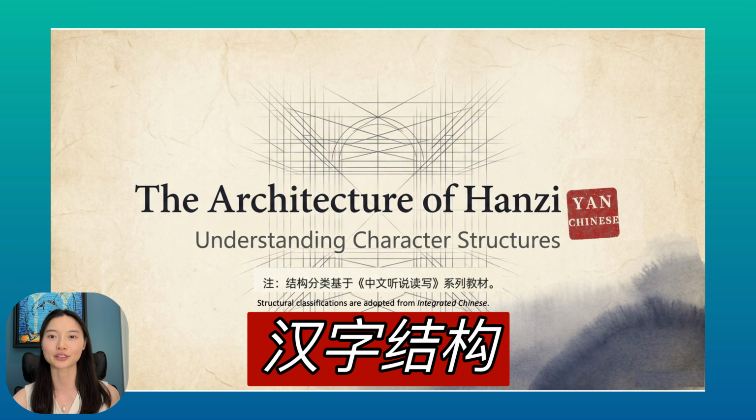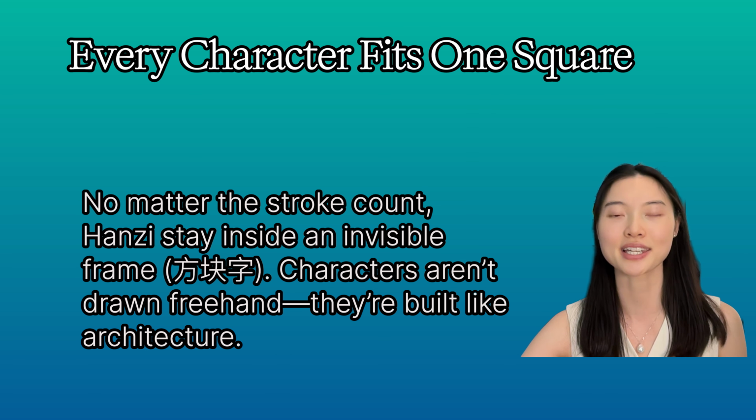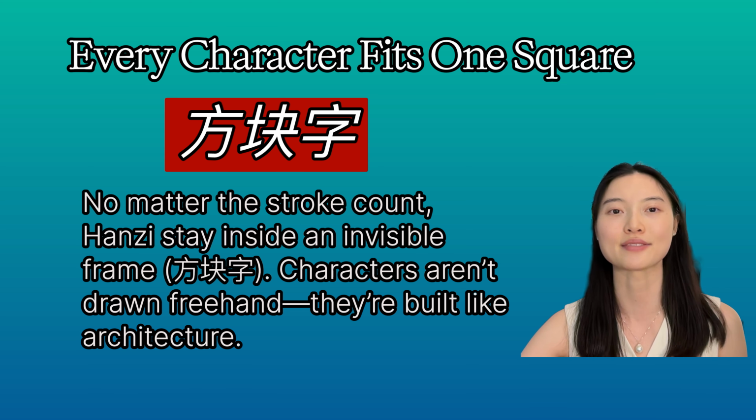The structural category in this episode follows the Integrated Chinese textbook series, the same system many of you will see in your classes. Here's something fundamental that English speakers often don't realize. Every single Chinese character occupies exactly the same amount of space, one square, whether it has 2 strokes or 20. It fits inside the same invisible frame. That's why characters are called 方块字, square block characters. And inside that square, characters are not drawn freehand. They are built like architecture.